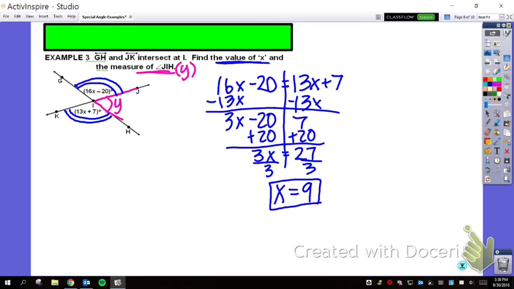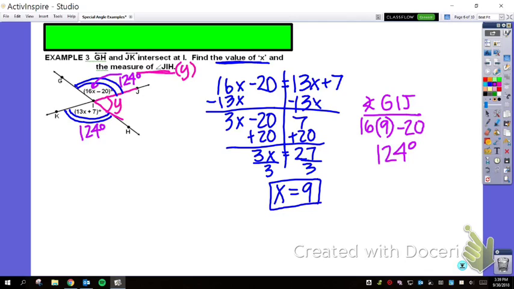Now, with that, we have x, but we don't have y. So we need to take that x and plug it into one of the angles we do know to find the measure of that angle. So we're going to say that angle GIJ is 16 times 9 minus 20, which ends up giving you 124 degrees. So we know that this angle is 124 degrees, and this angle is 124 degrees.